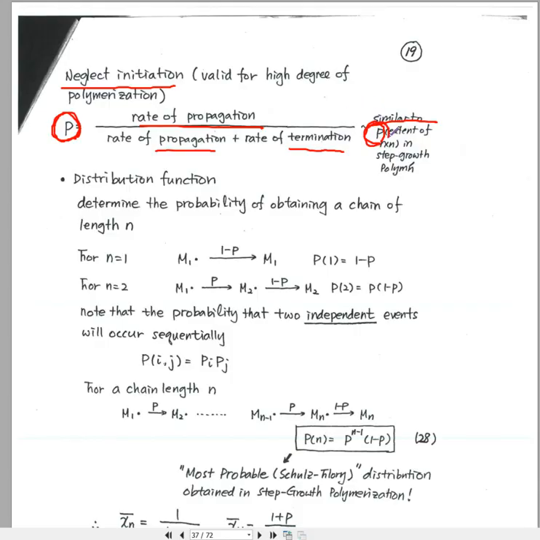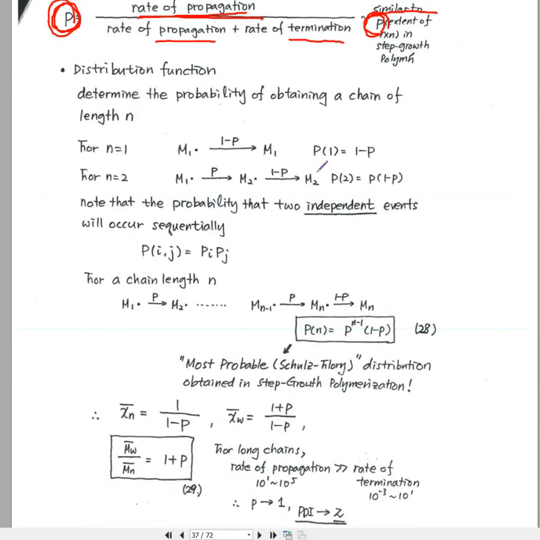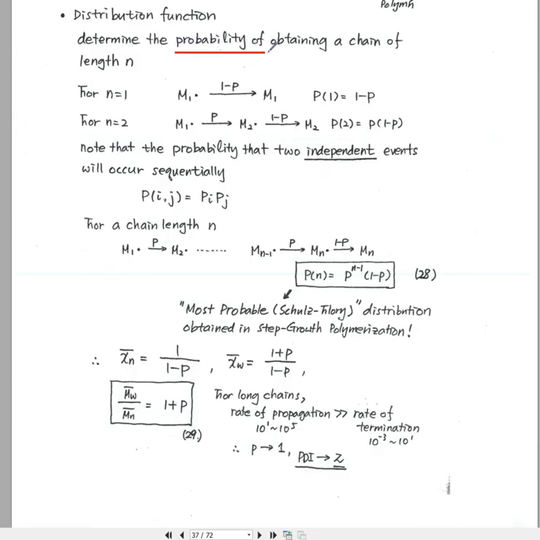That p was the extent of reaction or the conversion, right? It has somewhat similar meaning, but strictly it's a little bit different, right? So anyhow, we first define this p as the probability that the free radical propagates rather than terminates. Okay. Then let's determine the probability of obtaining a chain of length n.